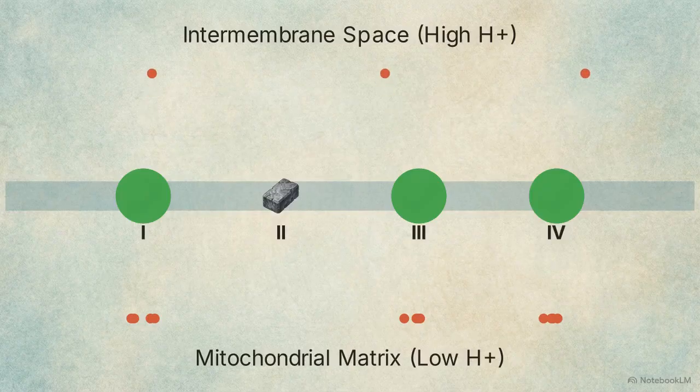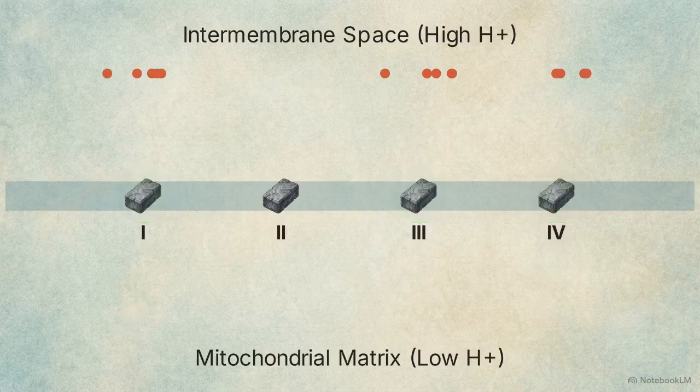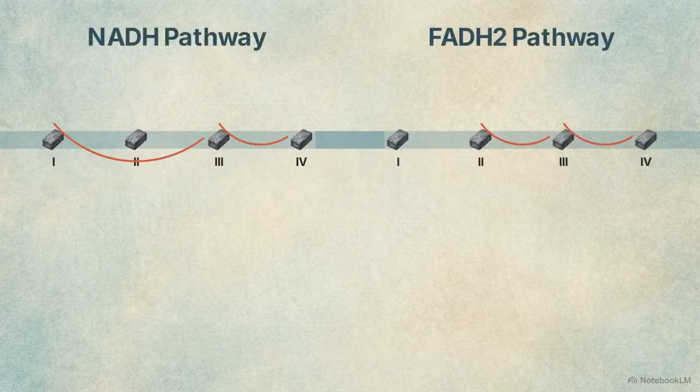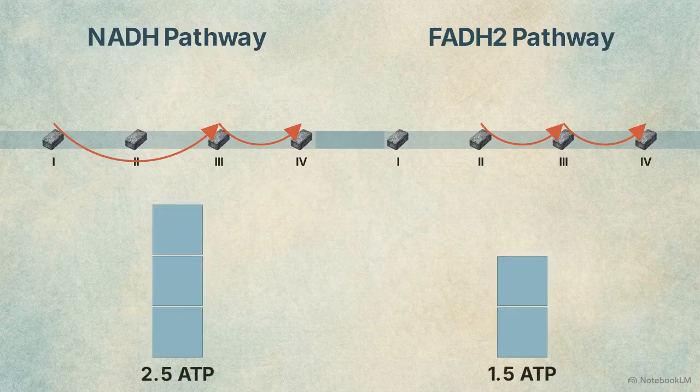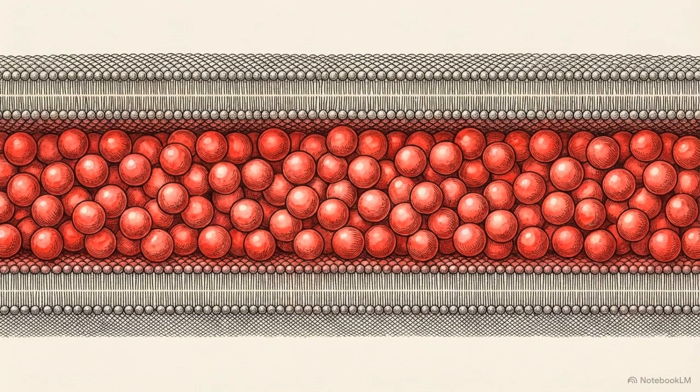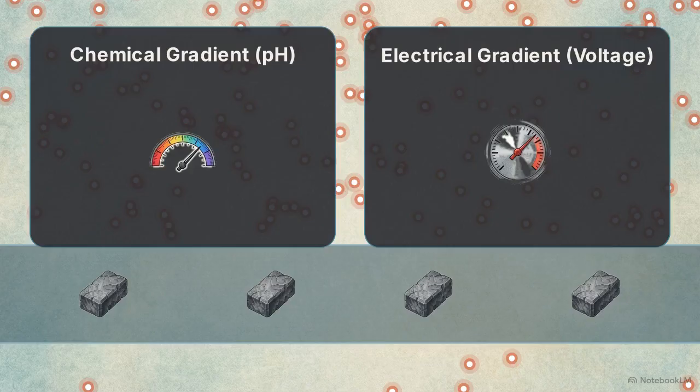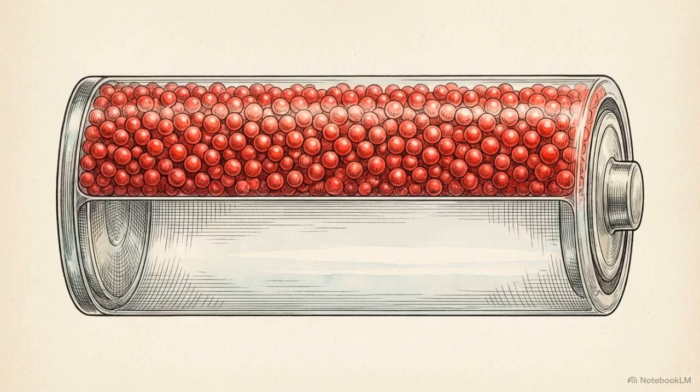Complexes 1, 3, and 4 harness this energy to physically pump hydrogen protons from the matrix into the intermembrane space. Complex 2, however, does not pump any protons. Because FADH2 bypasses the first pumping station at complex 1, its electrons ultimately yield less structural energy than those from NADH. This directional pumping isolates a massive, unstable concentration of protons trapped in the narrow intermembrane space. This gradient is defined by both a sharp drop in pH and a steep voltage difference across the inner membrane. Biologists call this a proton motive force. In practical terms, it is a literal electrochemical battery.